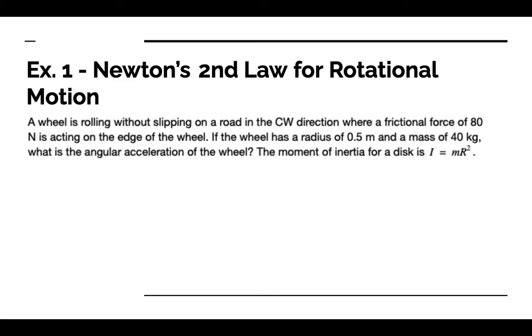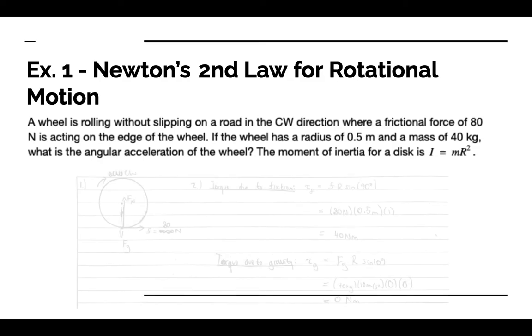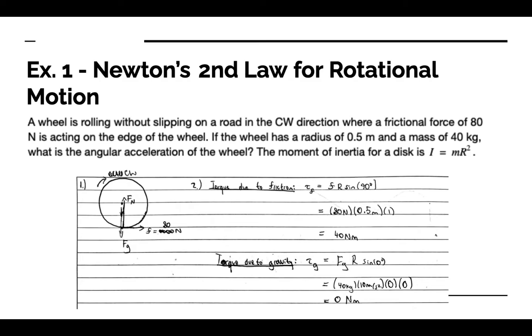So let's take a look at Newton's second law for rotational motion. A wheel is rolling without slipping on a road in the clockwise direction, where a frictional force of A newtons is acting on the edge of the wheel. If the wheel has a radius of 0.5 meters and a mass of 40 kilograms, what is the angular acceleration of the wheel? The moment of inertia for a disk is I equals mr squared. Okay?